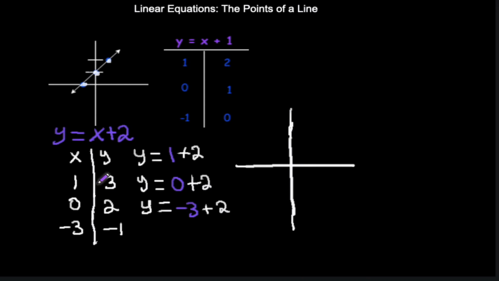Here, we have (1, 3). So we have a positive 1 for x and we have a positive 3 for y. Starting at the origin, we know we're going to move one place to the right because it's a positive 1. But then we need to move 3 spaces up on the y-axis because this is a positive number. So we speculate 3 is probably somewhere in here. So I'll plot it right there.